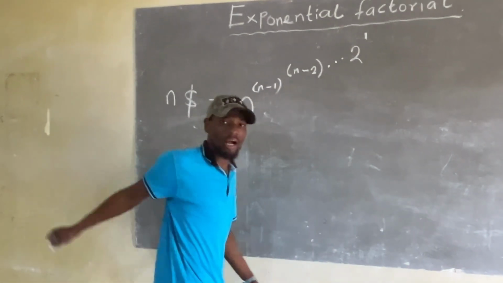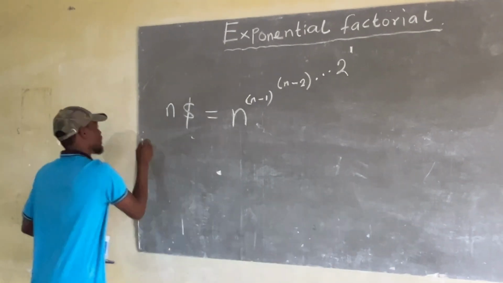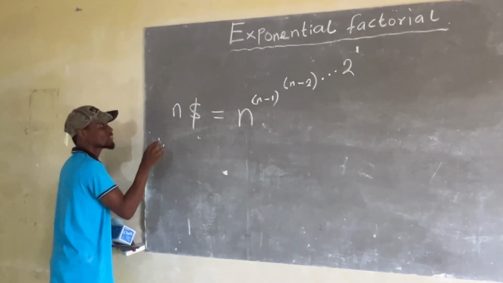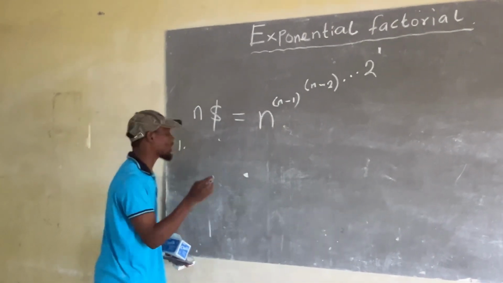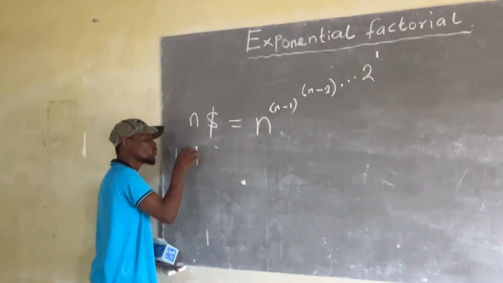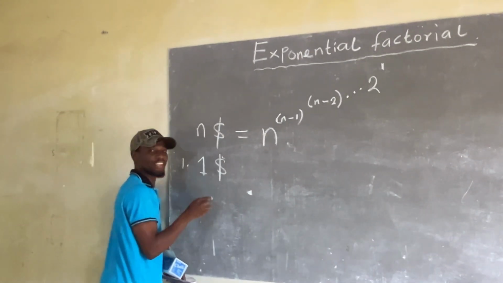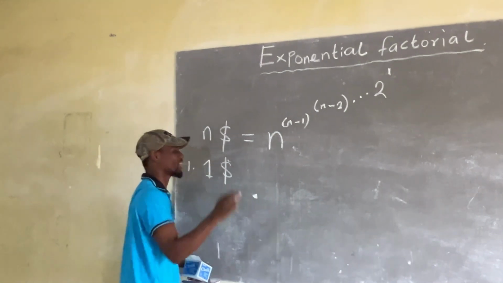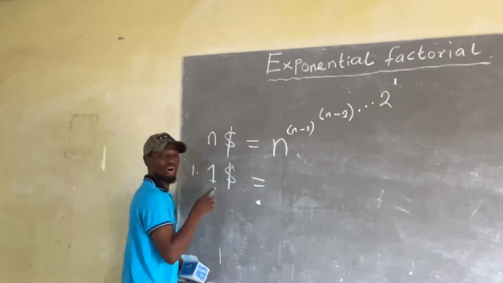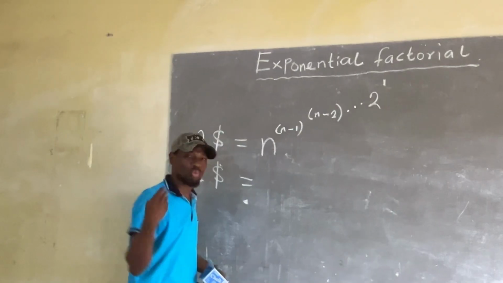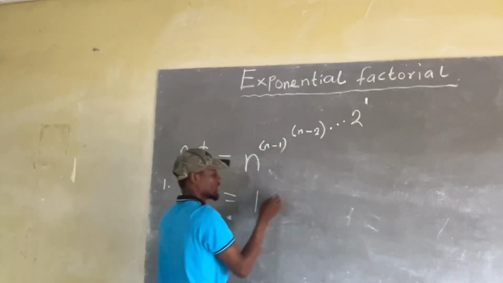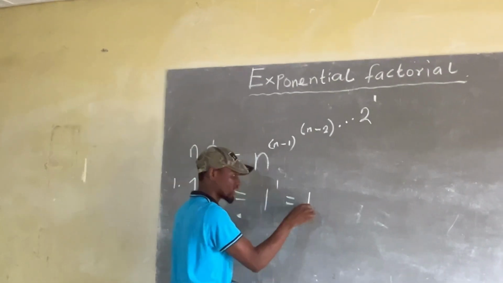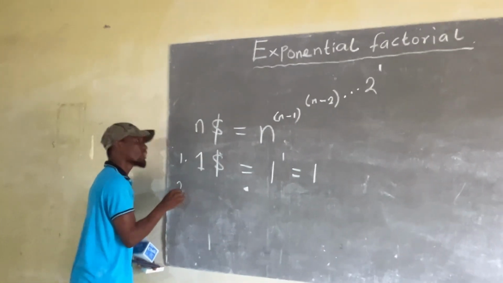Now let us consider the following question. Question 1: evaluate exponential factorial of 1. Exponential factorial of 1 is written this way. This is not $1. So 1 will give us 1 raised to an exponent of 1, which is the same as 1.